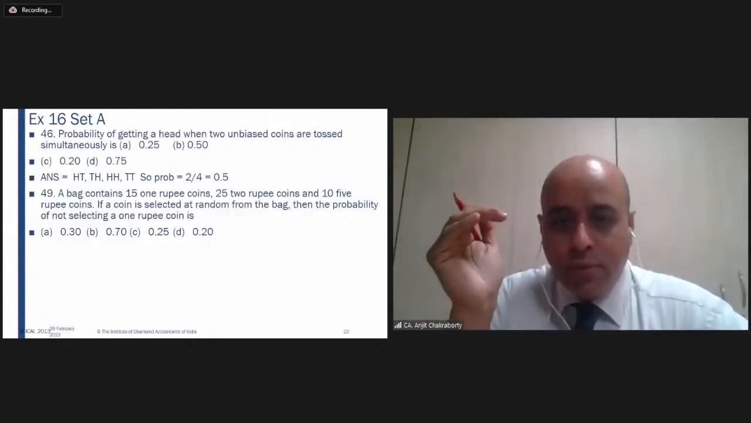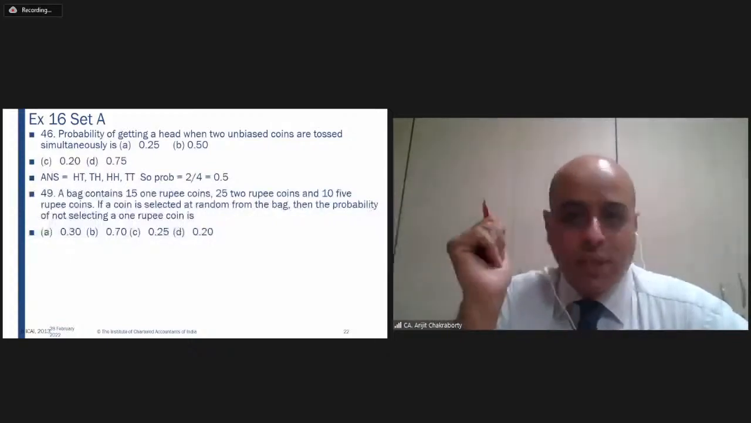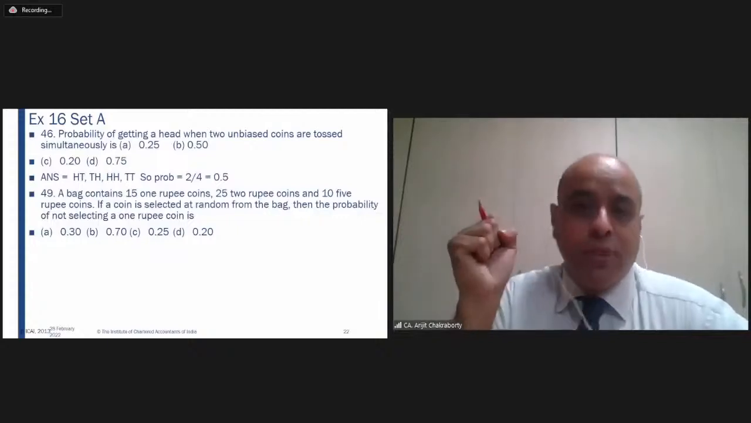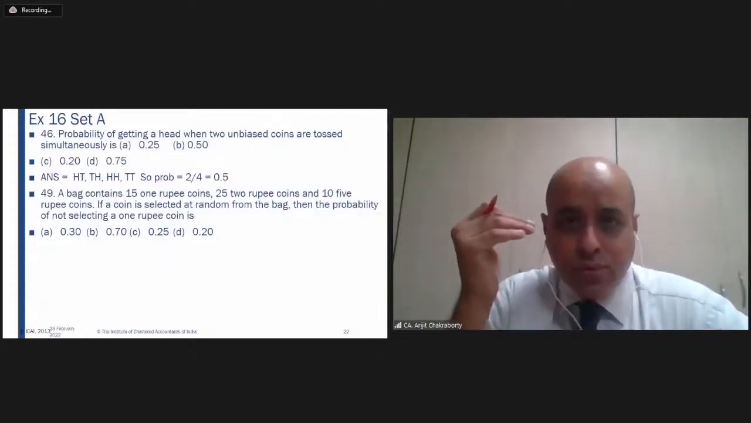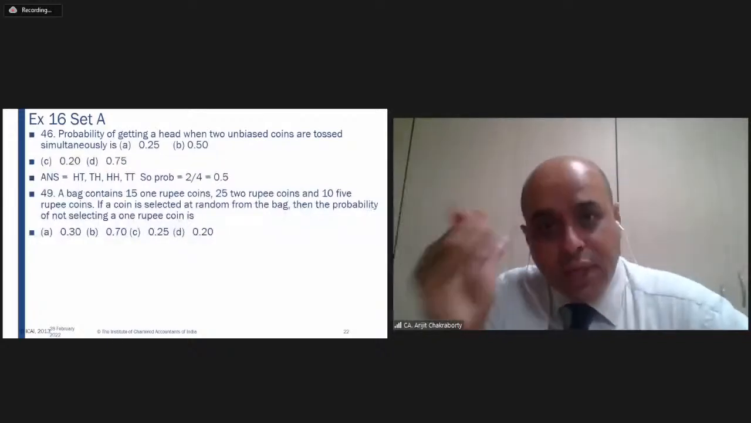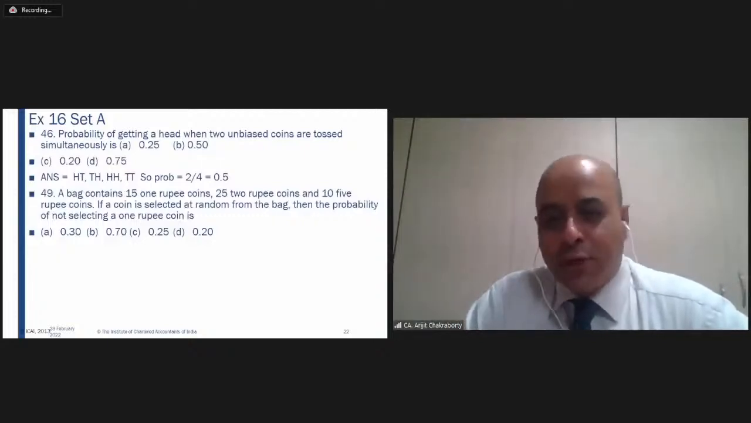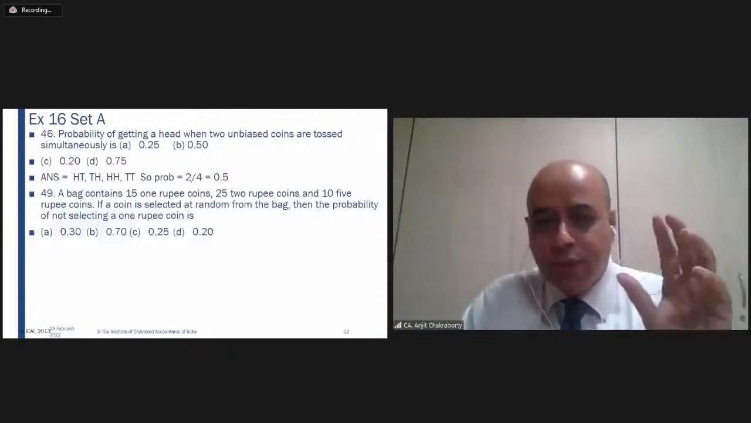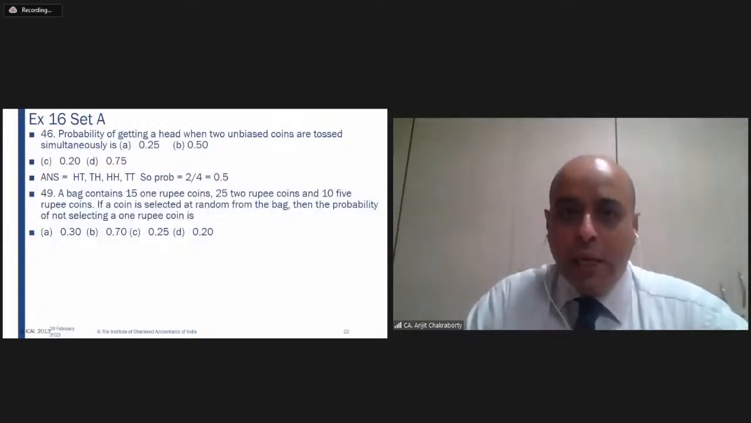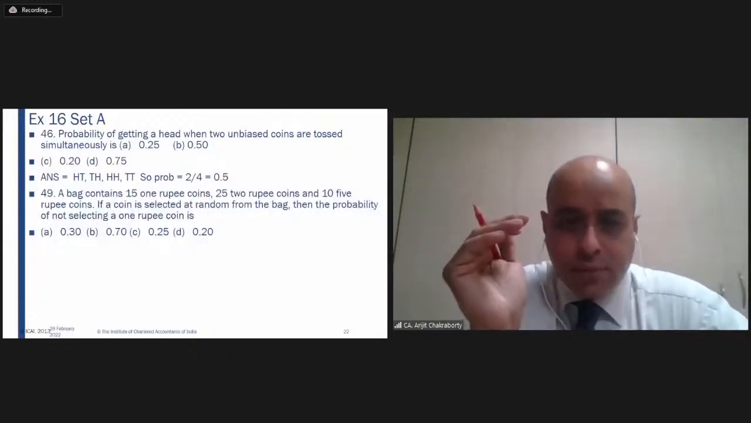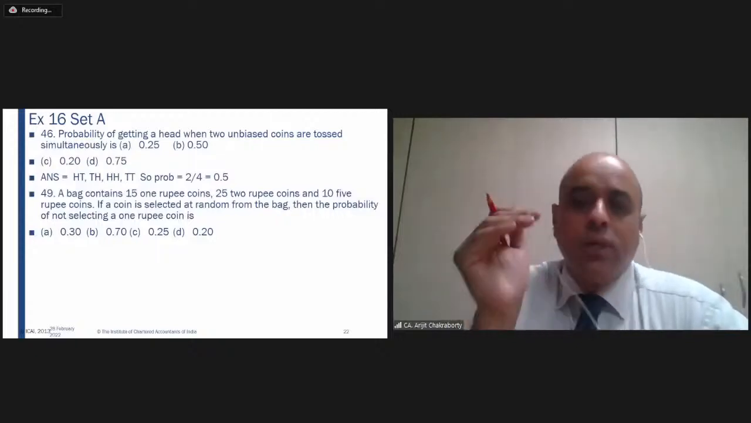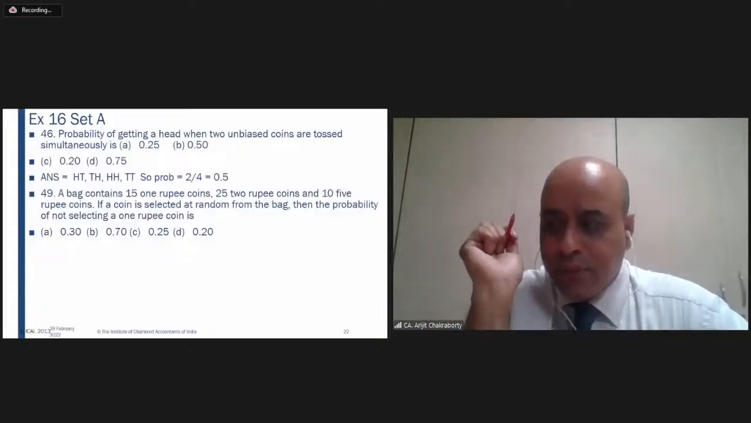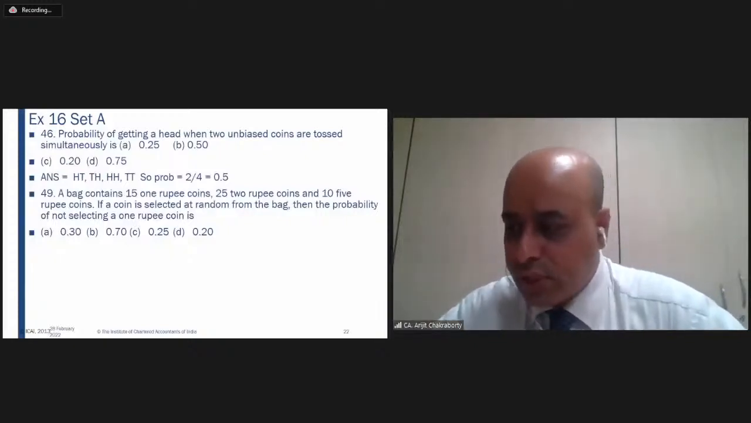The question is the probability that a one rupee coin is not selected. So we will use the concept of the complementary event. First, let us find the probability of selecting a one rupee coin. The question says a one rupee coin cannot be selected, but first we find the probability of selecting it. You have a total of 50 coins: 15 one rupee, 25 two rupee, and 10 five rupee. 15 plus 25 plus 10 gives us 50.